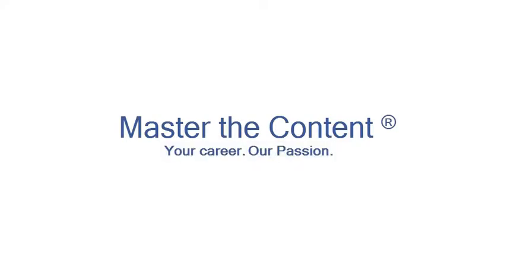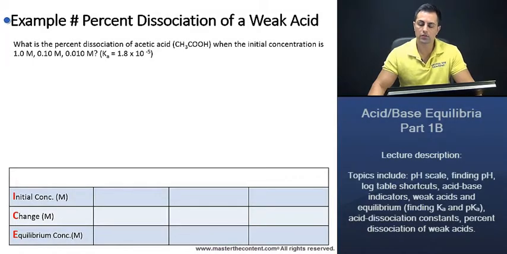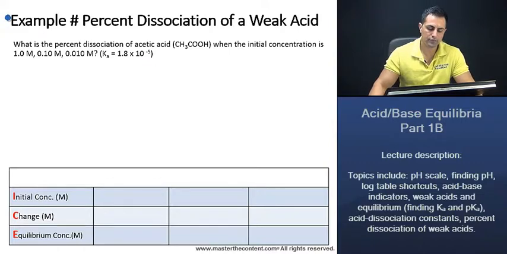Your career, our passion. Example, percent dissociation of a weak acid. What is the percent dissociation of acetic acid when the initial concentration is 1.0 molar, 0.1 molar, and 0.01 molar? And the acid dissociation constant given to us is 1.8 times 10 to the power of negative 5.